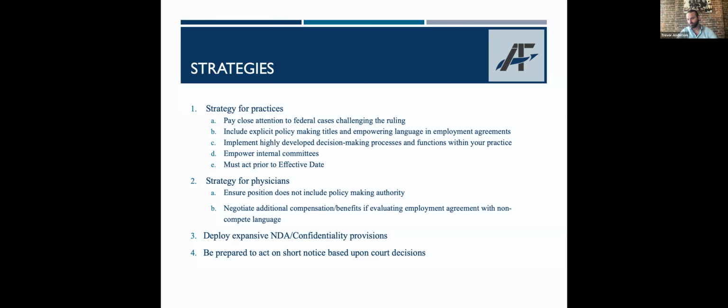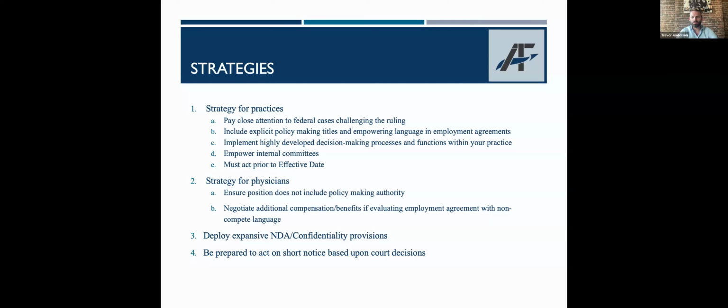And then obviously you have to act before the effective date. If you wait until a couple of days before September, it's going to be too late to roll any of these things out, even if you want to modify your employment agreements to try to get into the senior executive exemption. Okay, what about the strategy for physicians, employees, and workers? Well, do the opposite, right? Make sure your language doesn't include any language or any authority to make policy decisions. And if there is one in place, it's an opportunity to leverage that into better compensation structures or potentially better rights elsewhere in the contract.